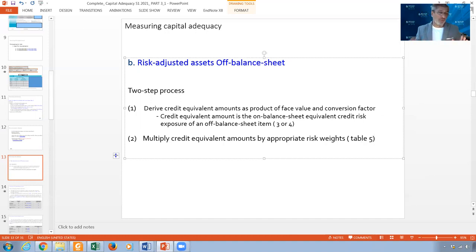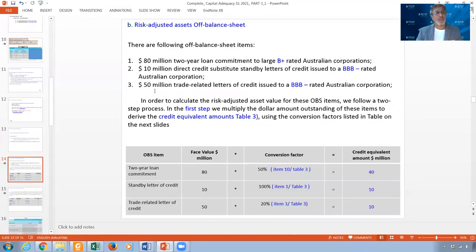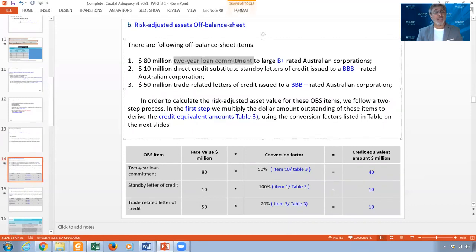Now, remember, this is off-balance sheet, and we already talked about off-balance sheet in week 10. If you remember, we keep stressing the issue of non-market related and market related. This is the non-market related. Look now at this example. There are the following off-balance sheets: an 80 million 2-year loan commitment. I understand this is a loan commitment. It's off-balance sheet and it's non-market related. So this is the rating, and it's 80 million.